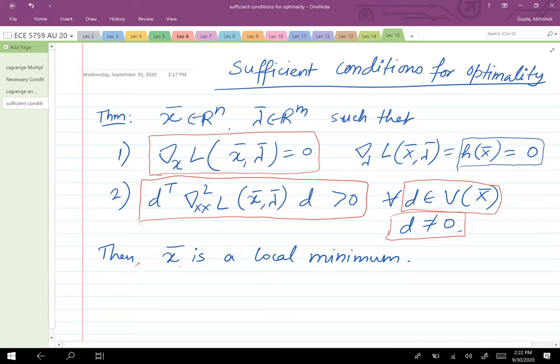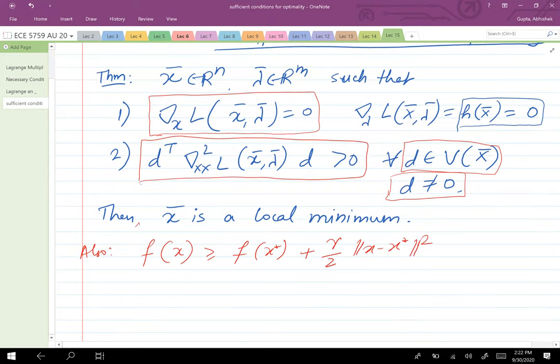In fact, what you can also show is that f of x is greater than or equal to f of x star plus gamma over 2 norm of x minus x star squared, for x close to x star, and gamma is some positive constant.